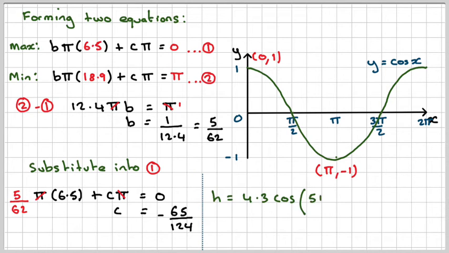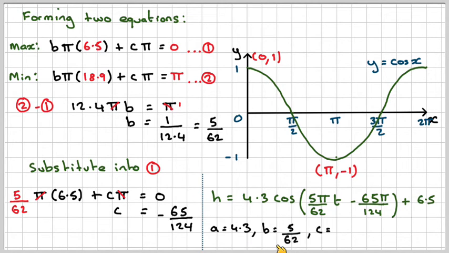So my model becomes H is equal to 4.3 cos of (5 pi over 62 t minus 65 pi over 124) plus 6.5, giving A 4.3, B 5 over 62, C minus 65 over 124, and D being 6.5 or 13 over 2.